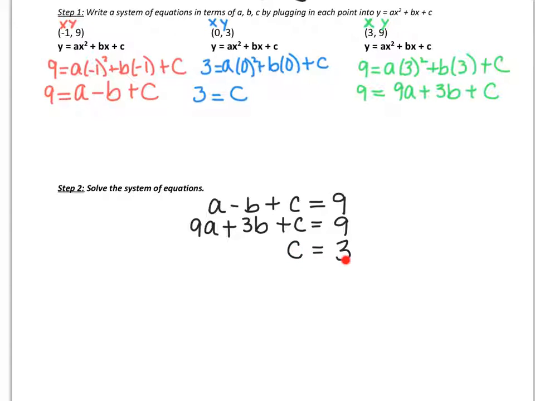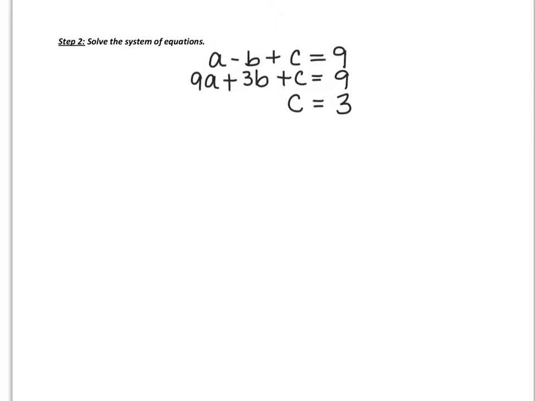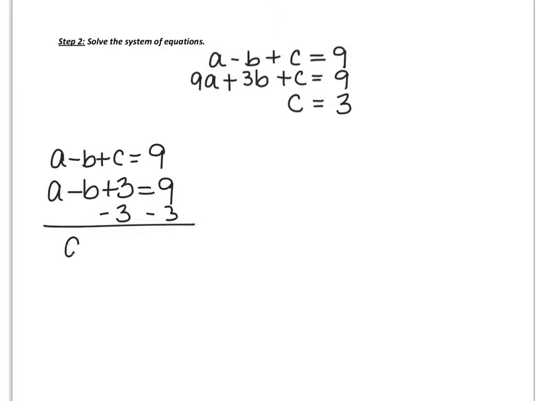If c is 3, we can go ahead and plug 3 into here and here, and then we have our new system of equations to solve. So let's set that up. We're going to take the first equation, a minus b plus c equals 9, and I want to plug in that c is 3. And then I can subtract 3 on both sides. So I get a minus b equals 6.